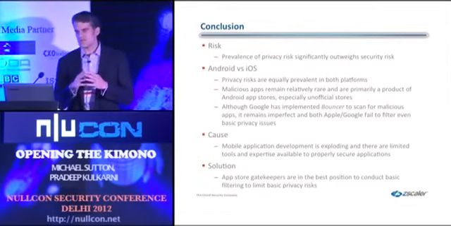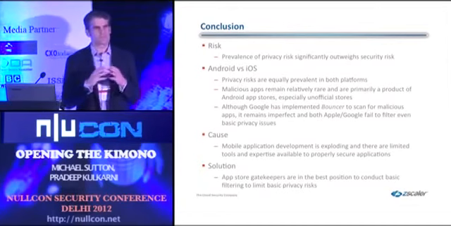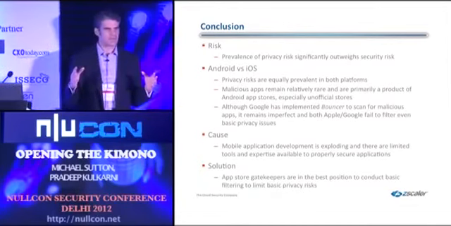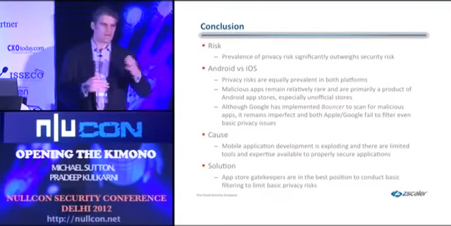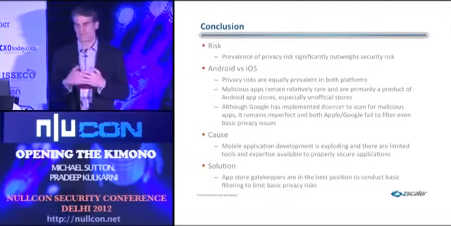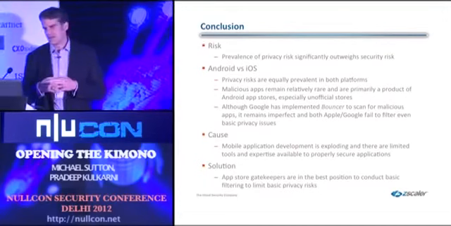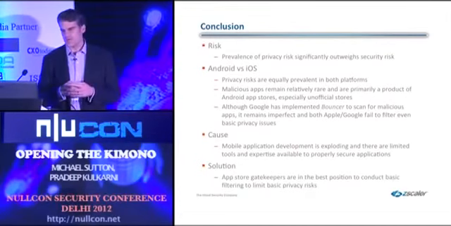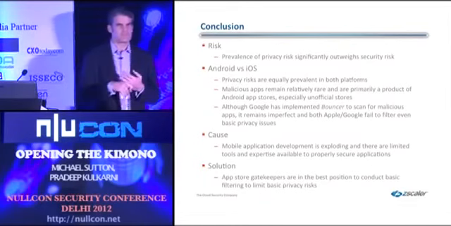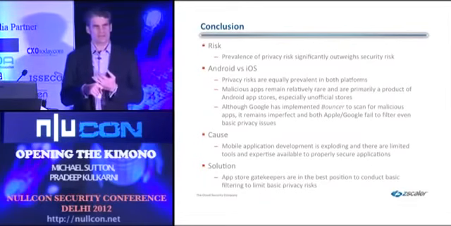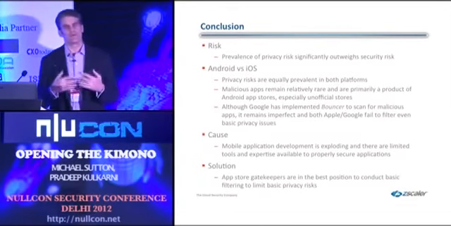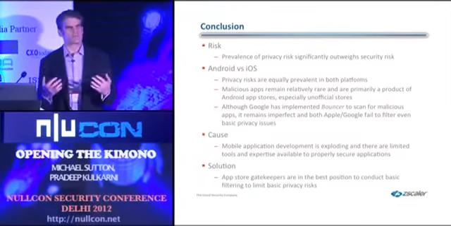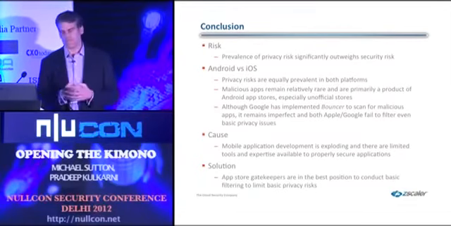And when we look at Android versus iOS, privacy risks were pretty equal, at least at this point of our analysis across the board. It's not that Apple or Android is better or worse. They both have problems. Malicious apps, though, tend to be more a product of the Android store. And even though Google has implemented Bouncer as a means to automatically scan apps, and that has helped somewhat, there are ways to get around Bouncer, and now researchers are publishing information to help you get around Bouncer.